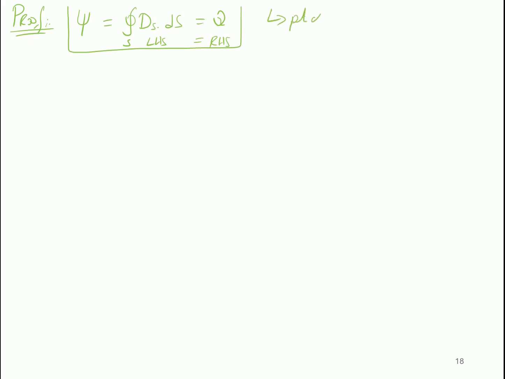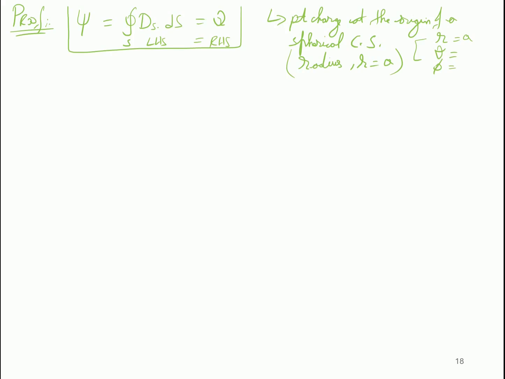Let us say we have a point charge at the origin of a spherical coordinate system, and the radius in this scenario is r equals a, because for the spherical coordinate system we need values of r, theta and phi. In this case r is equal to a. Theta and phi will remain within their limits of 0 to pi and 0 to 2 pi.